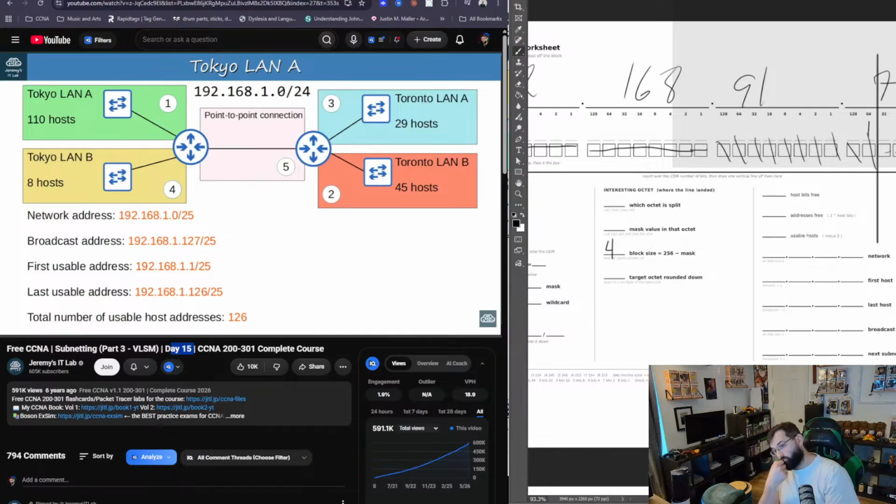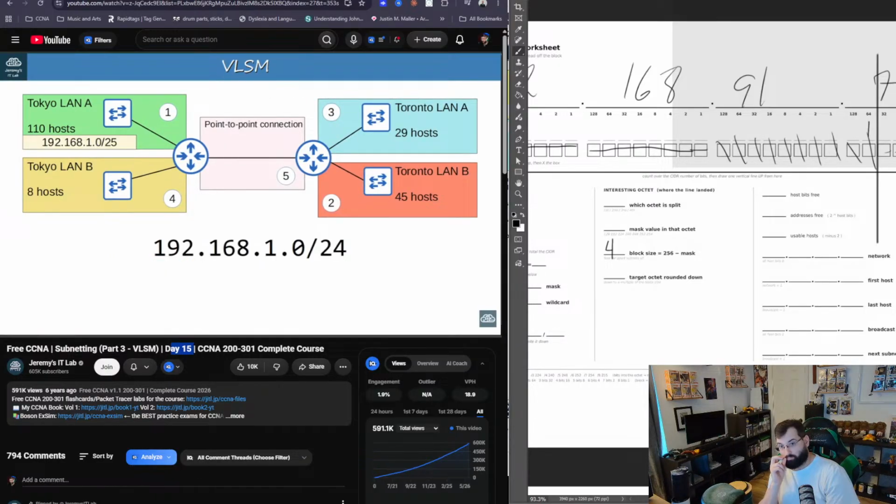So now we have our answers for Tokyo LAN A. The first usable address is the network address +1, and the last usable address is the broadcast address -1. And as I just mentioned, 7 host bits allows for 126 usable host addresses, which is 2 to the power of 7 minus 2. So we now have our first subnet, 192.168.1.0/25 for Tokyo LAN A.